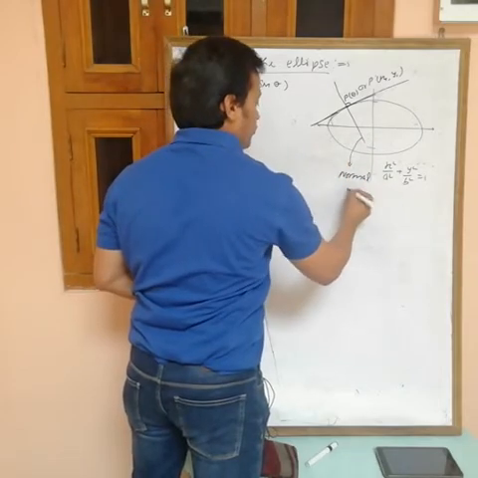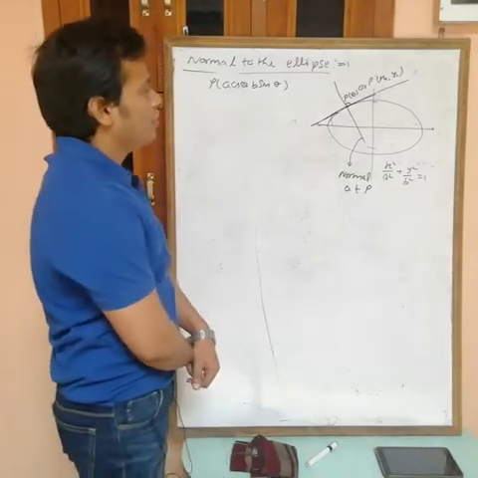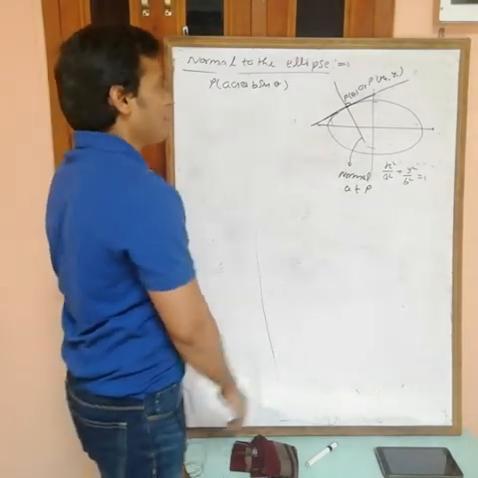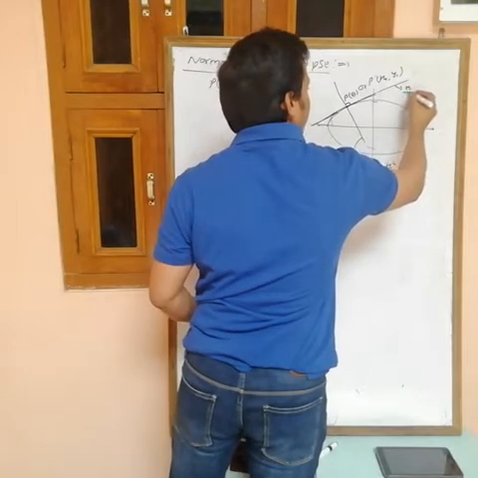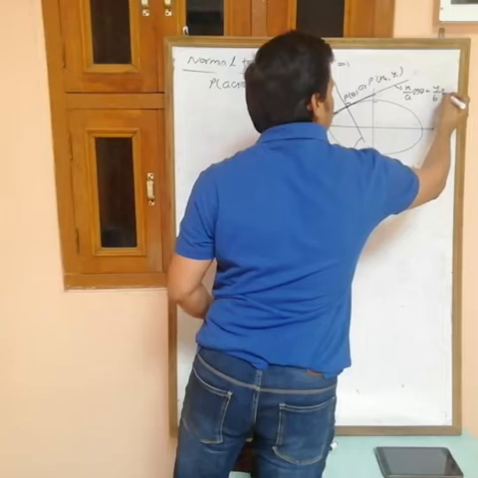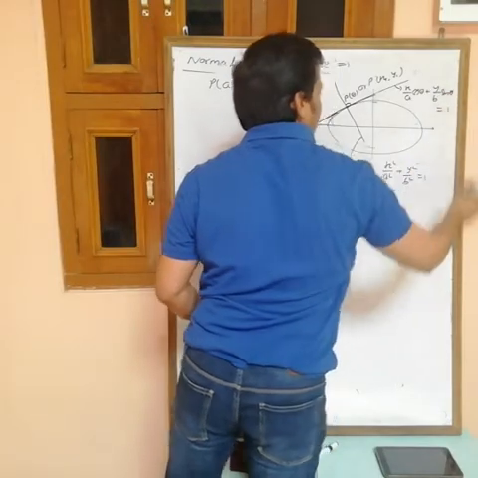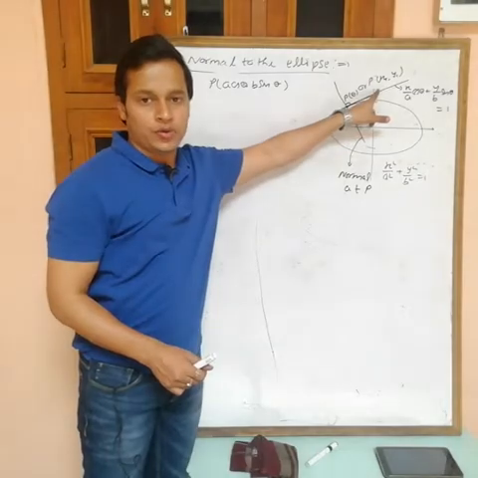Normal at P. Okay, so how can we find it? Simple. Can I use the equation of tangent? The equation of tangent is x by a cos theta plus y by b sin theta equals 1. The normal is perpendicular to this line, na?